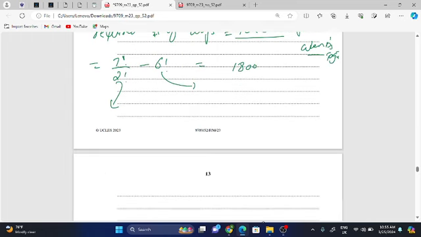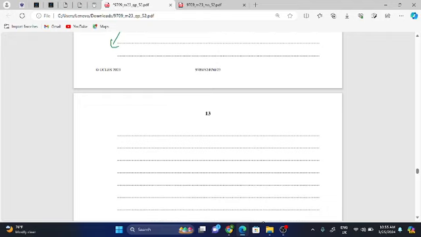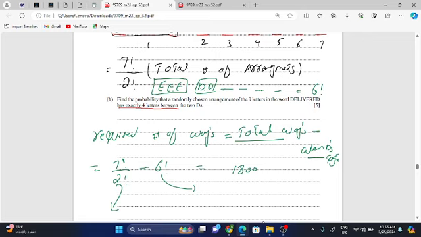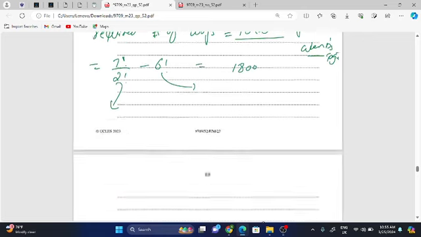It means that you have to specify the position of D. D could be there and exactly 4 letters between two D's. So 1, 2, 3, 4. D could be there. 1, 2, 3, 4, 5, 6, 7, 8, 9. This is the one possible combination that I can create. 4 letters can be there between two D's.